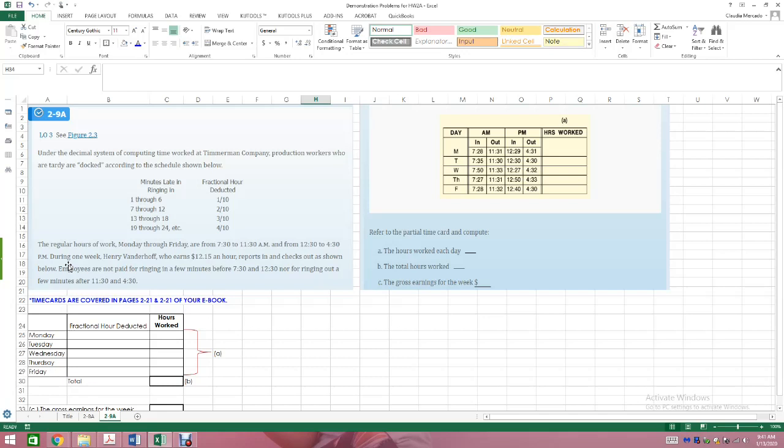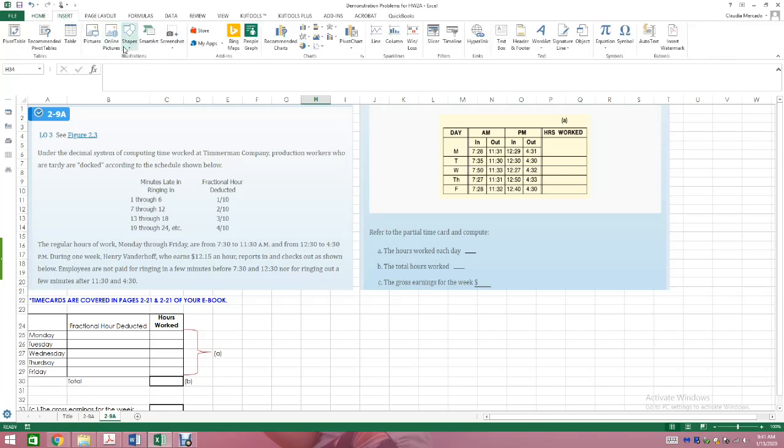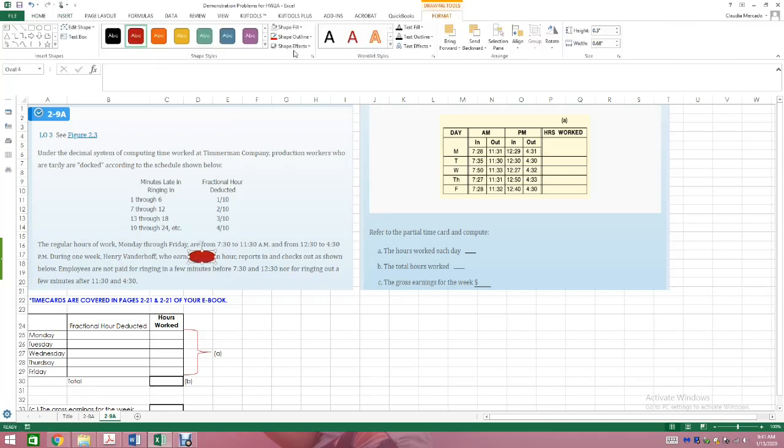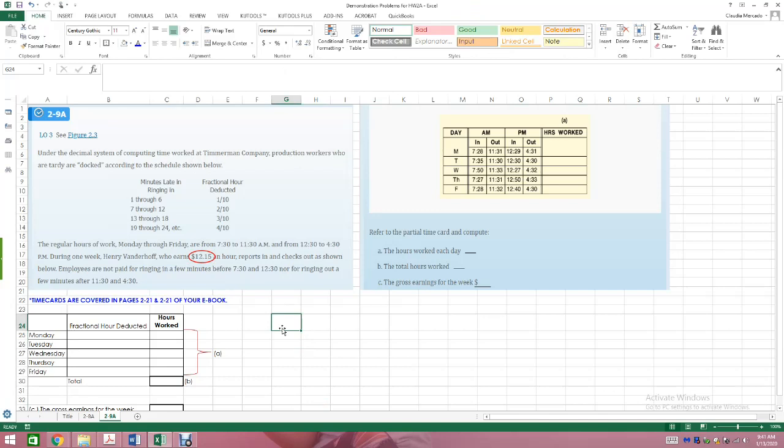During 1 week, Henry Vanderhoff, who earns $12.15 an hour, let me highlight that. That's important. I like to know how much my employees get paid per hour. This one gets paid $12.15. He reports and checks in and out as shown below. Well, I've included it over here.